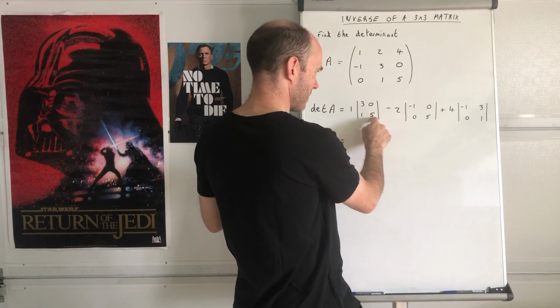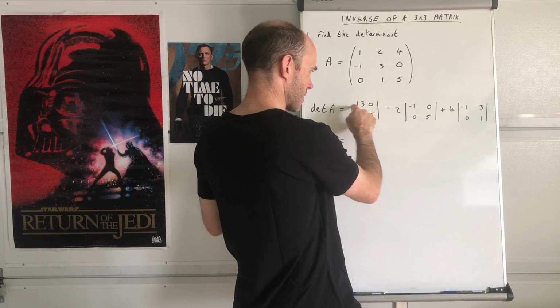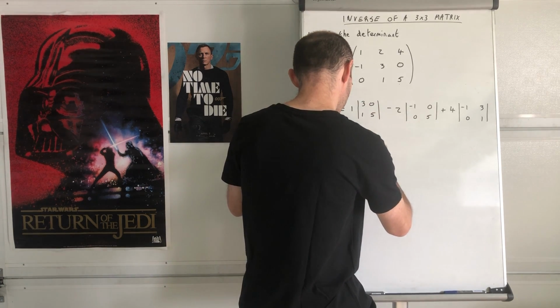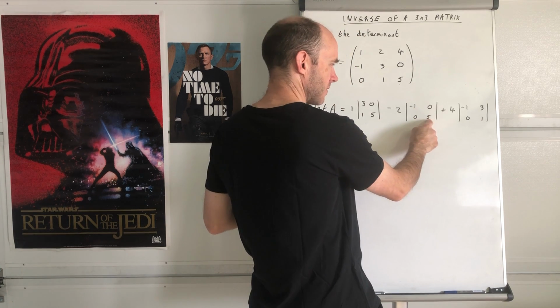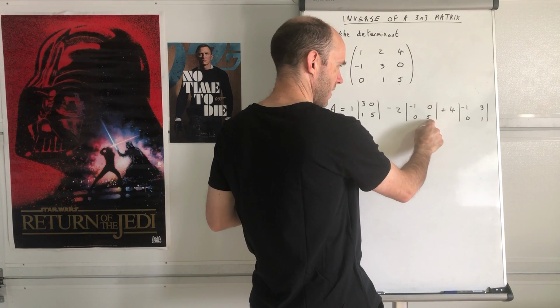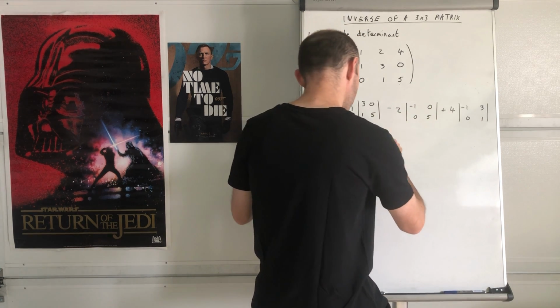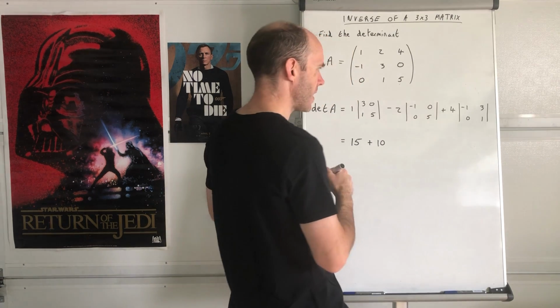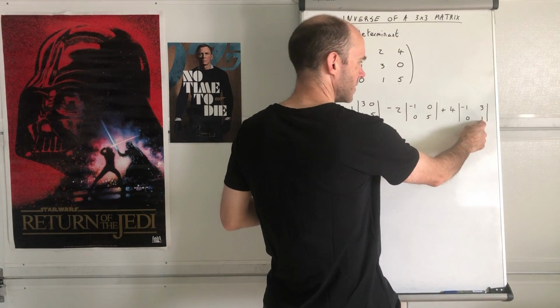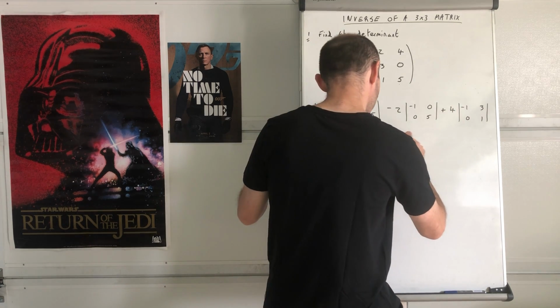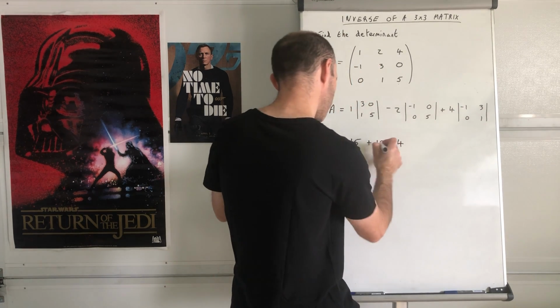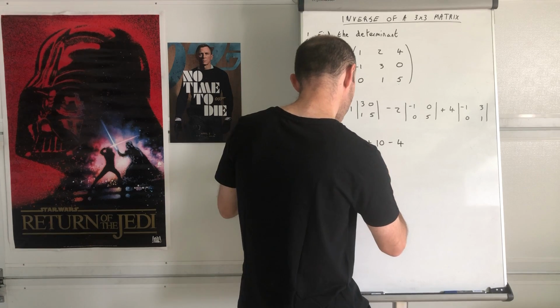So 3 times 5 is 15, subtract 0. So that's going to be 1 times 15. And then next, -1 times 5 is -5, and that's 0. So -5 times -2 is +10. And then here, -1 times 1, -1, 3 times, so -1 times 4 is -4. So 15 plus 10, subtract 4 is 21.